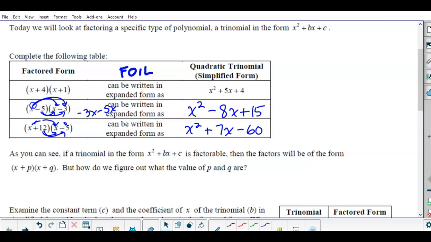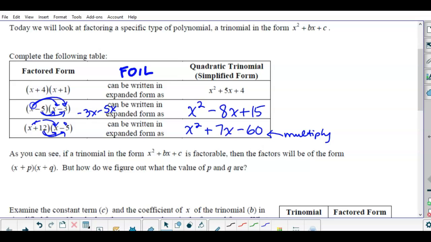Okay. So now we want to look at how we can go from this form back to this. Well, notice the constant terms in all of this. If you look at the last terms in each, 4 times 1 is 4. Negative 5 times negative 3 is 15. 12 times negative 5 is negative 60. So if you're given a trinomial like this, look for two numbers that multiply to that value.